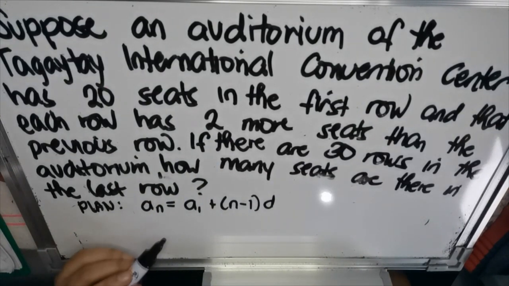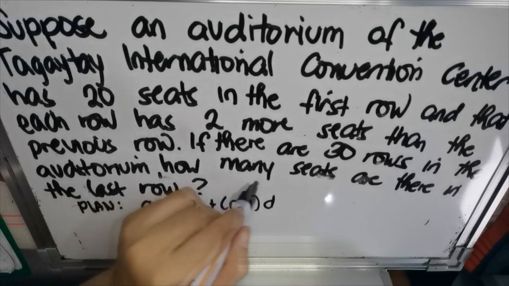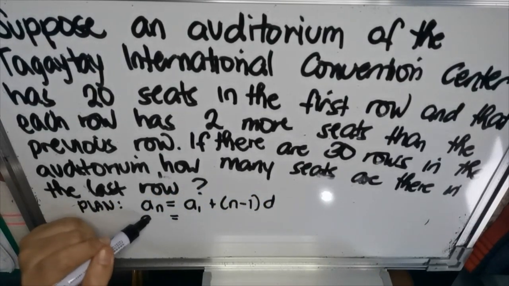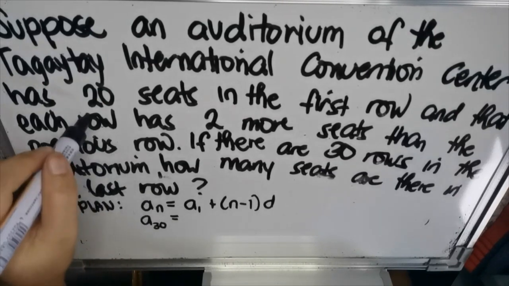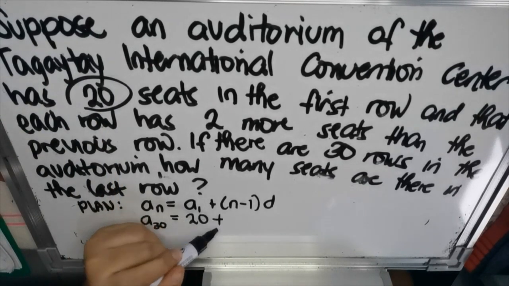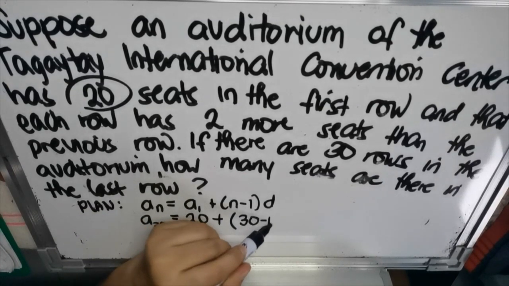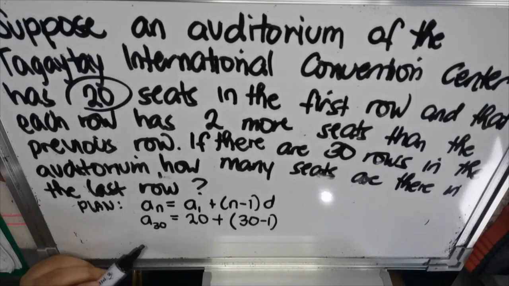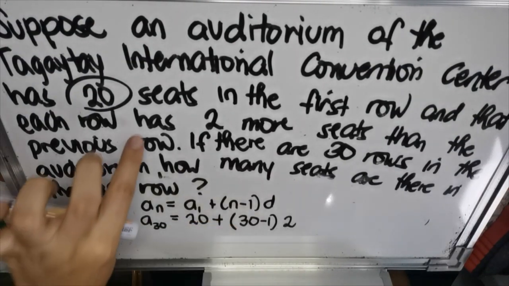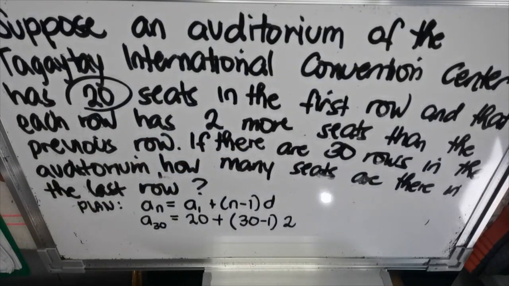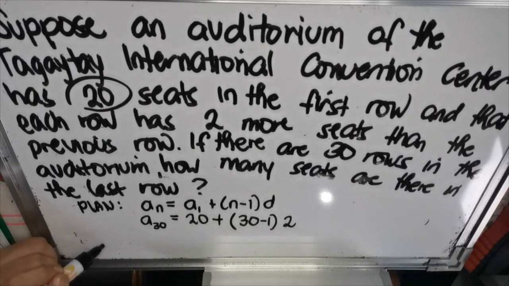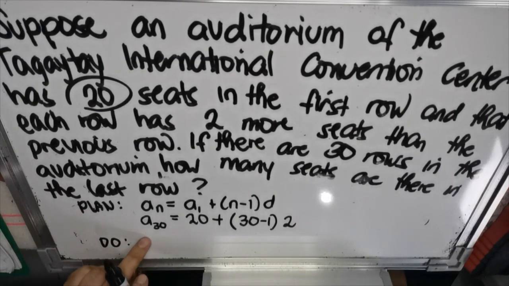Diba? And then, sabi natin kanina, ang hinihingi, how many seats are there in the last row? Yung last row natin is a sub 30. Ang first row natin, meron daw 20 upuan. Ilang row lahat-lahat? 30. And then, common difference natin is what? 2. Bakit naman 2? Kasi every row daw nadadagdagan ng dalawa. So, ang common difference ng ating given ay 2. Okay? So, that is the plan natin. Plano natin is to apply the arithmetic sequence formula.